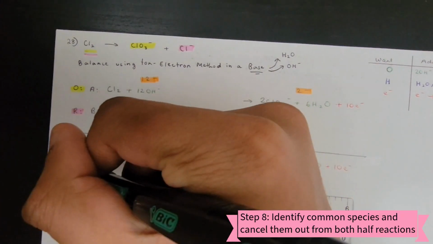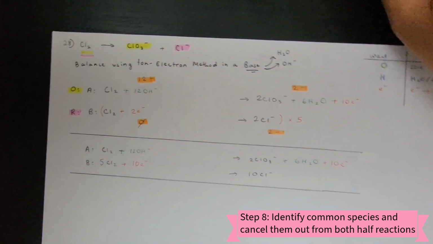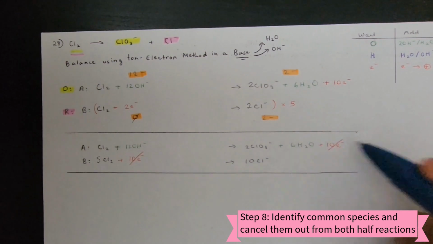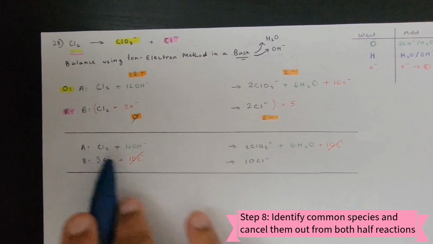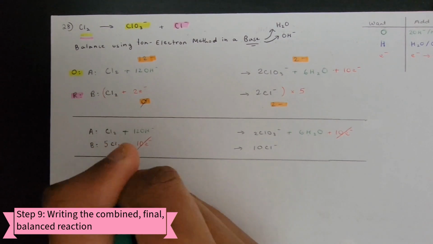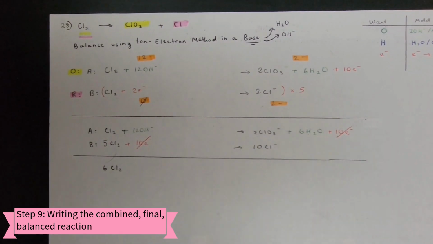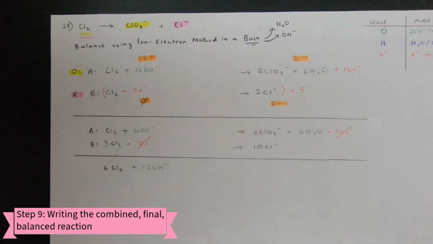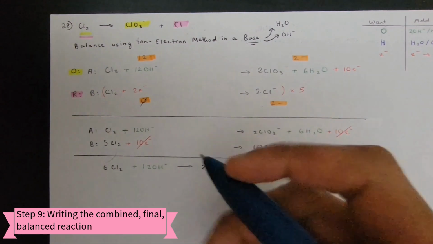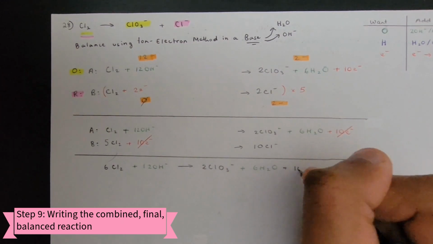Now we have to cancel any common species that appear between reaction A and reaction B. We can see that it's 10 electrons and 10 electrons which cancel each other out. However, there's nothing else that we can cancel which are common. Thus, we can write the final full reaction at the bottom. Since there's Cl2 and 5Cl2 and they're both common, we actually add them together instead of canceling them out. So in our full reaction, we'll write 6Cl2 plus 12 OH minus produces 2ClO3 minus plus 6H2O plus 10Cl minus.